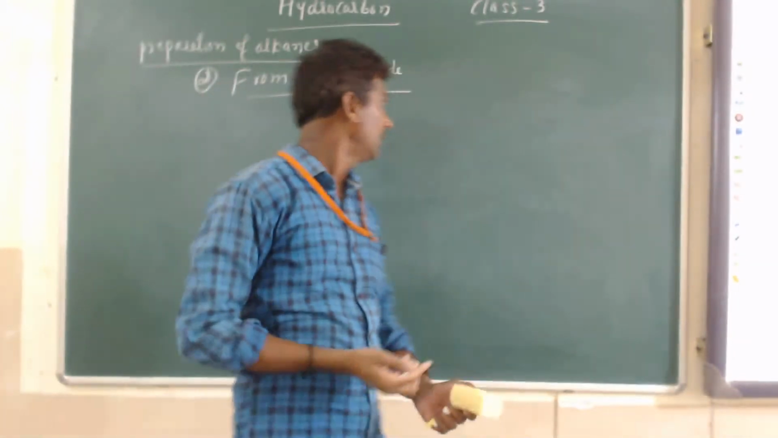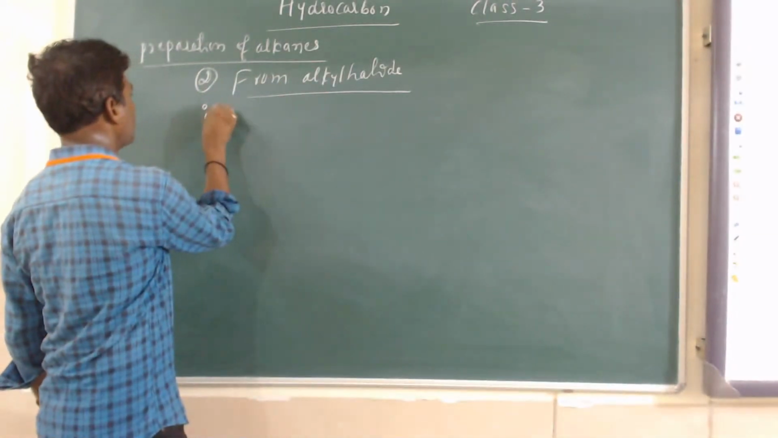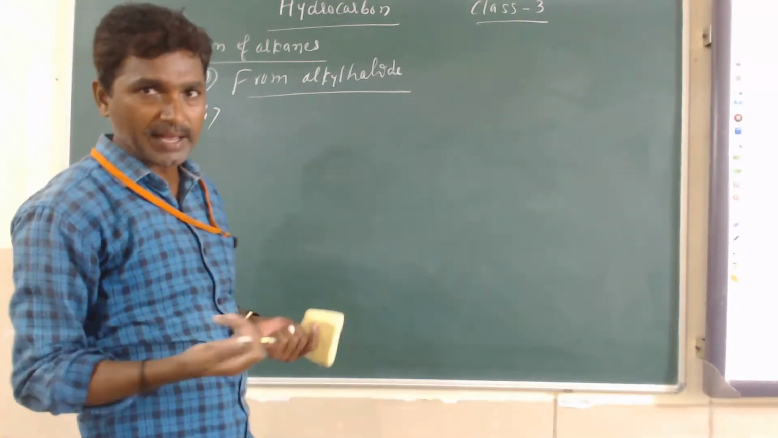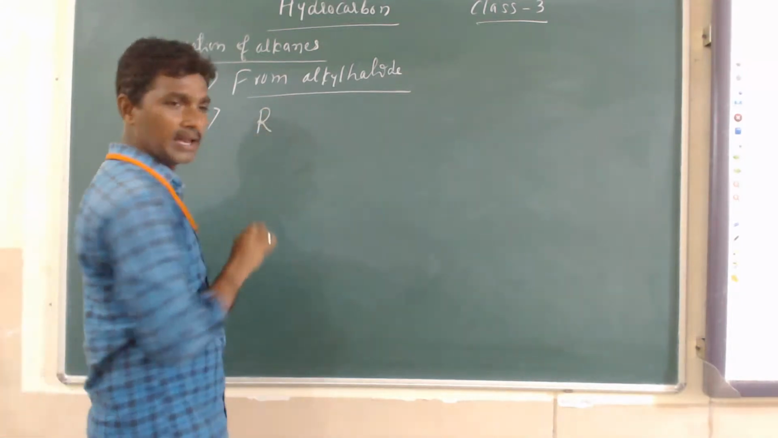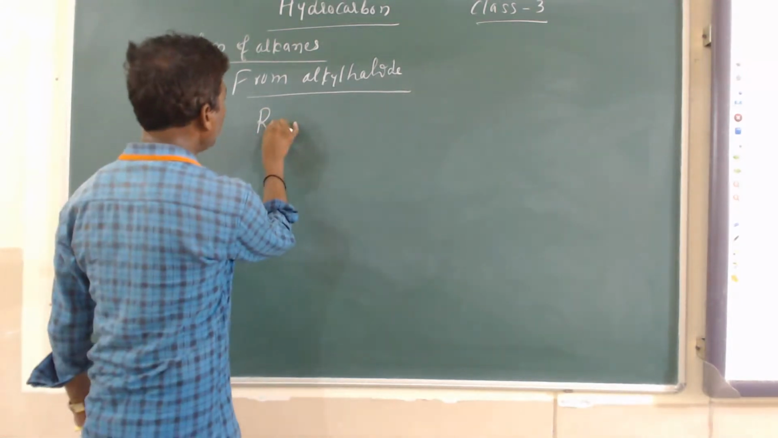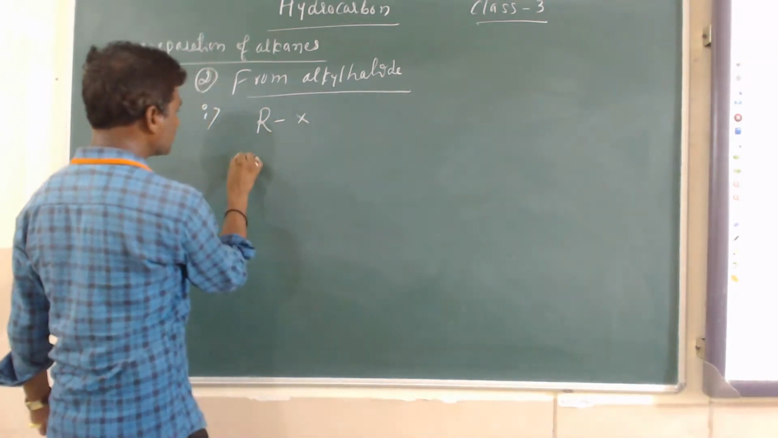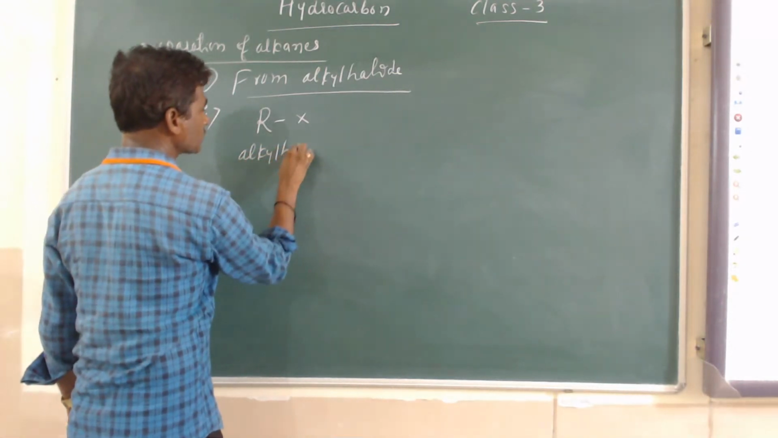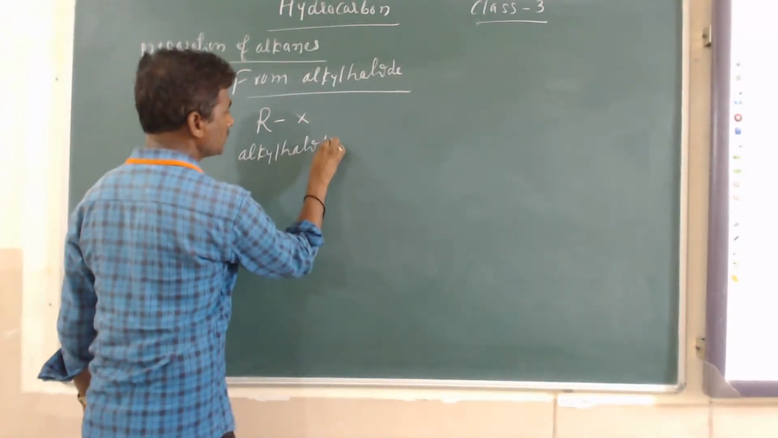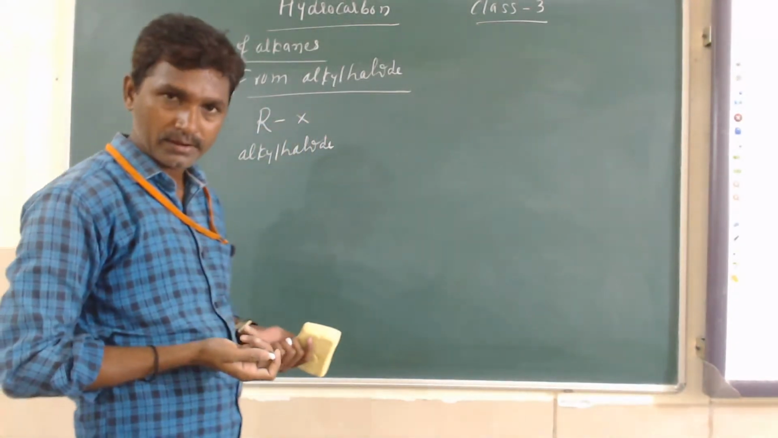What is meant by alkyl? So here two reactions are there. Reaction number one. What is this alkyl halide? Now I can write this as RX. R is nothing but an alkyl. R is called alkyl. X is called halide. So this is called alkyl halide.